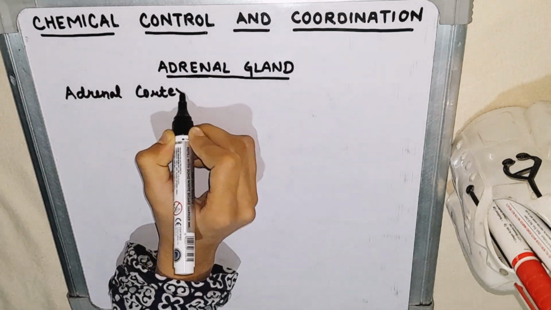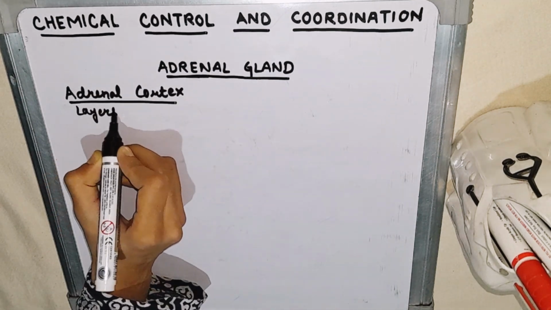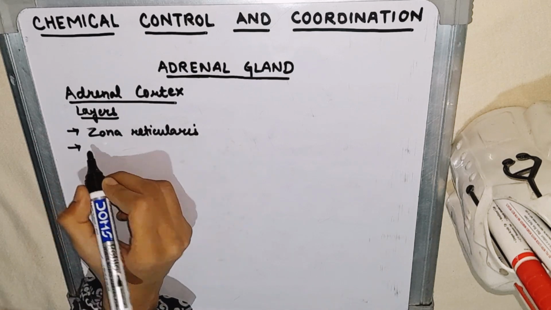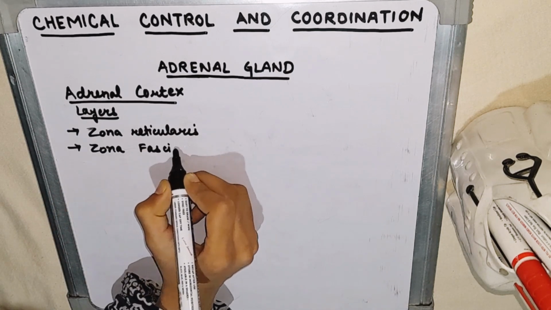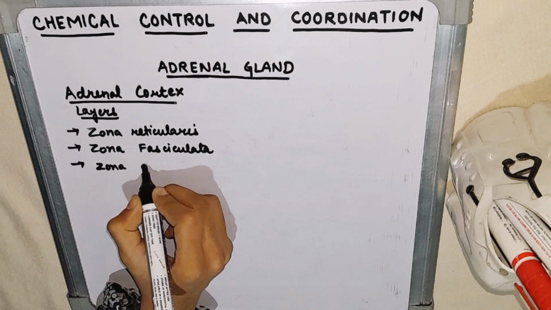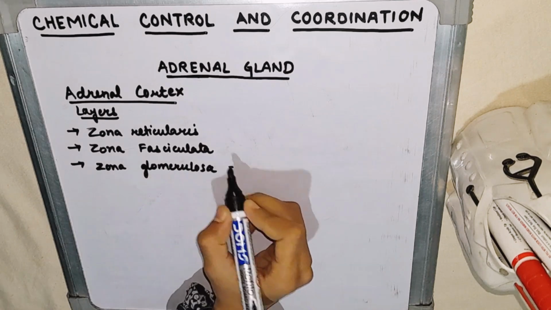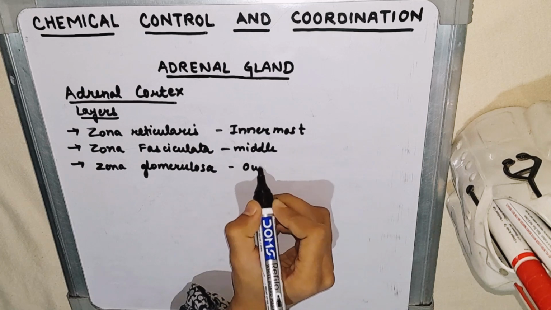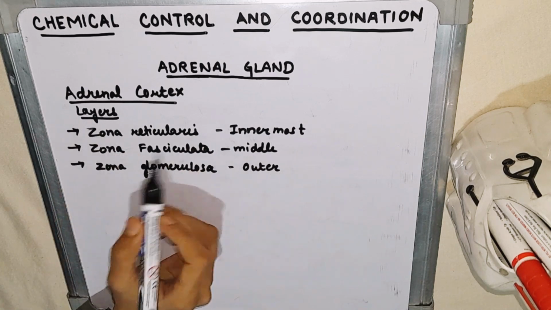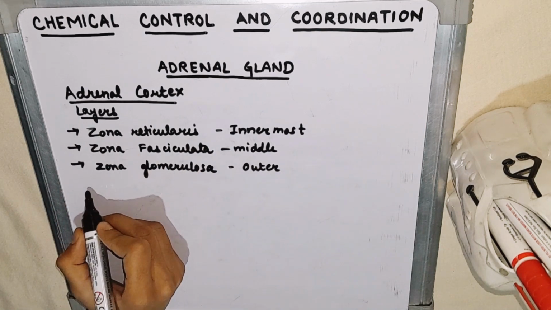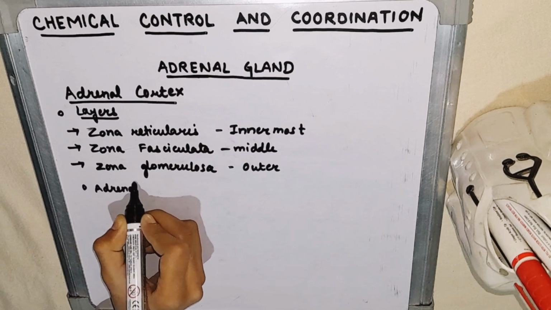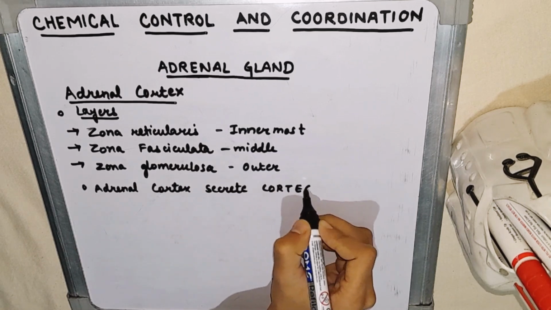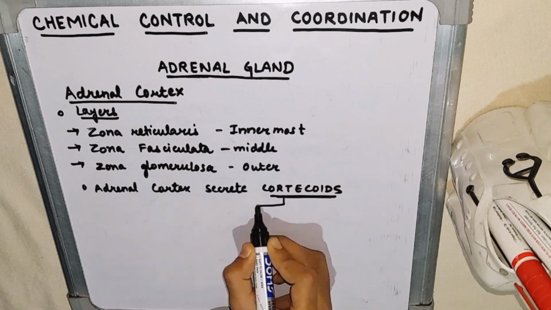Next important topic is adrenal cortex. There are three layers of adrenal cortex: zona reticularis, zona fasciculata, and zona glomerulosa. Reticularis is the innermost layer, middle layer is fasciculata, and your outer layer is zona glomerulosa. The adrenal cortex secretes hormones which are known as corticoids.